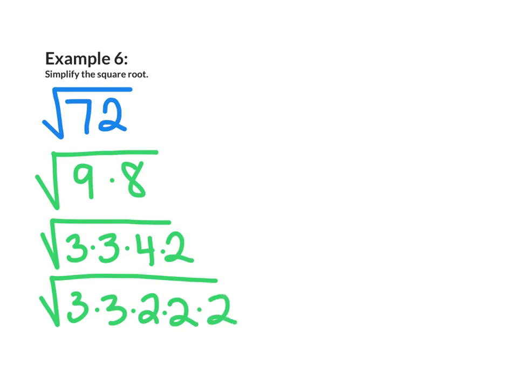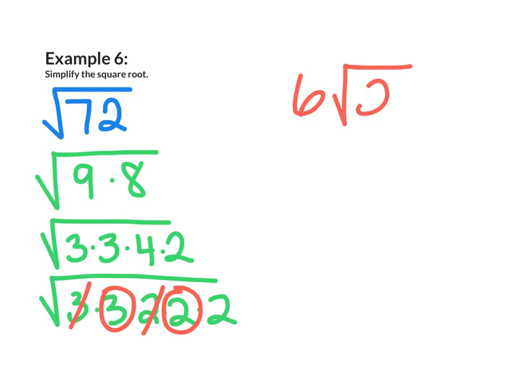Now I have twins. One dies, one escapes. One dies, one escapes. The 2 that escape are going to be multiplied together. So 3 times 2 gives me 6. And the one that doesn't escape stays inside, which is the 2. So the square root of 72 can also be written as 6 root 2.